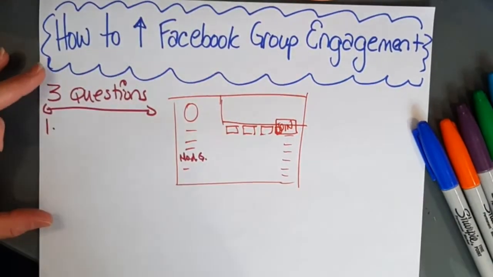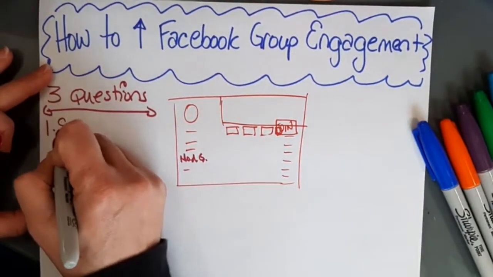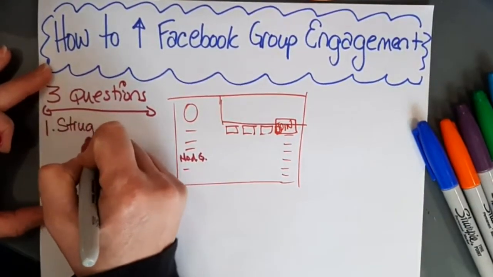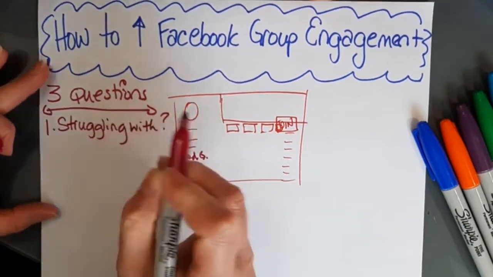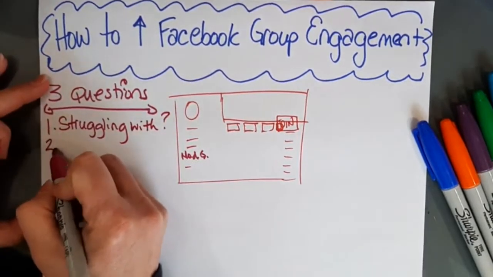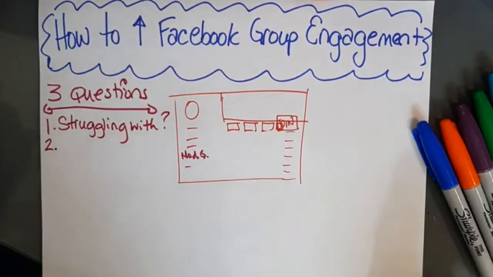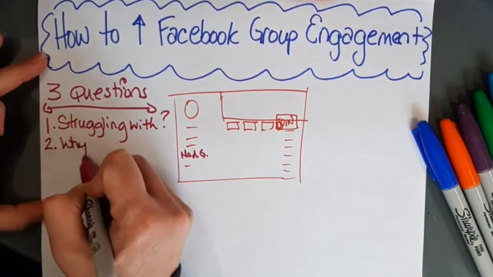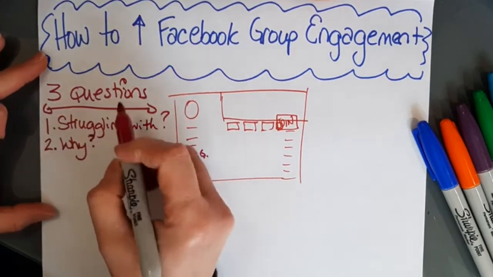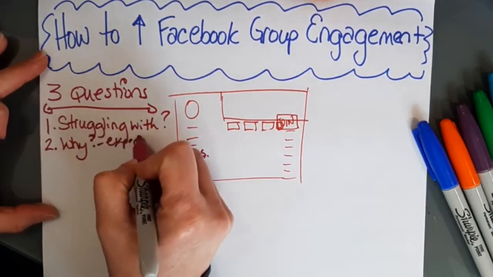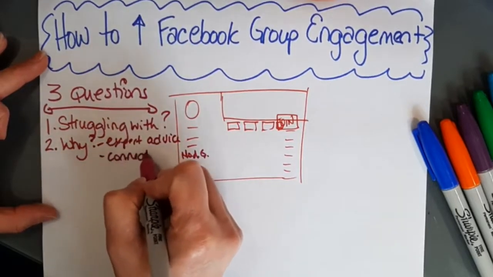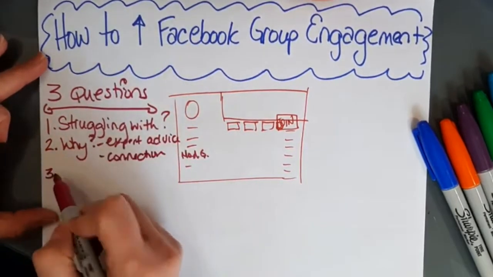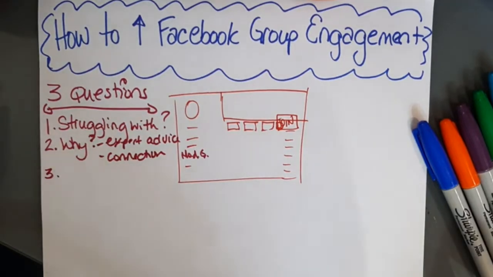So the first question that you should be asking your audience is, what are they struggling with? The second question is, why did they come to your group? So did they come for expert advice, for connection, for entertainment? Ask them why they came to the group and what they're hoping to get out of it.